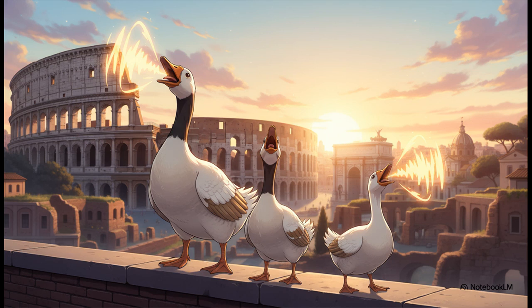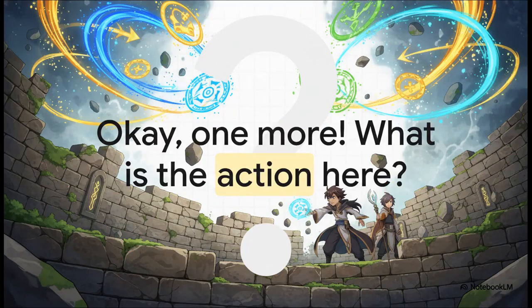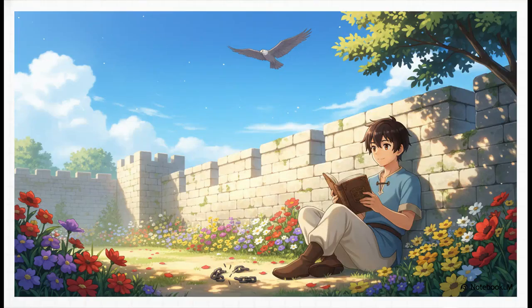And what did that noise do? It saved Rome, so that's our action, the predicate. See how it works? Okay, let's try one more. Stone walls do not make a prison. Now the star here is pretty easy, right? It's stone walls. So what's the action part? What is the sentence telling us about those stone walls? You got it. The predicate is do not make a prison.